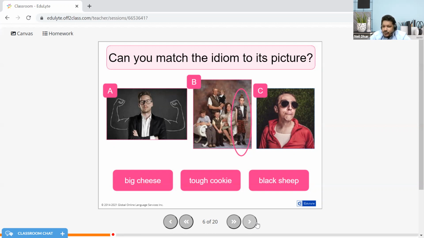If I have to match these pictures with the options below, which are big cheese, tough cookie, and black sheep, what I would do is I would match A with big cheese. Looking at the picture, I can guess this person is somewhat important. Next, black sheep. I would match it with picture B because I can see everyone dressed in a certain attire and only one kid who is dressed differently. C, tough cookie. By looking at the man in picture C, I can guess this man is a tough cookie.